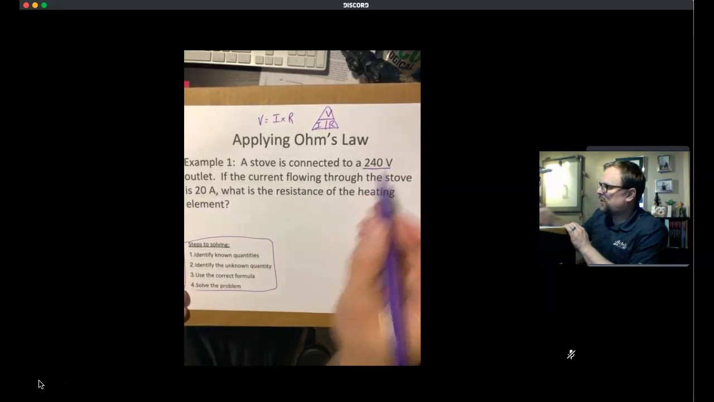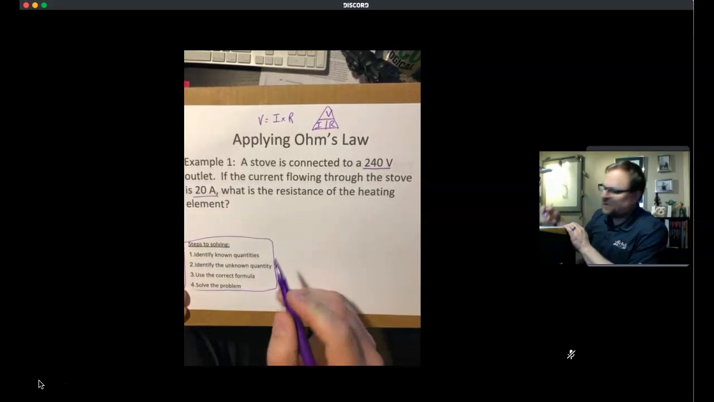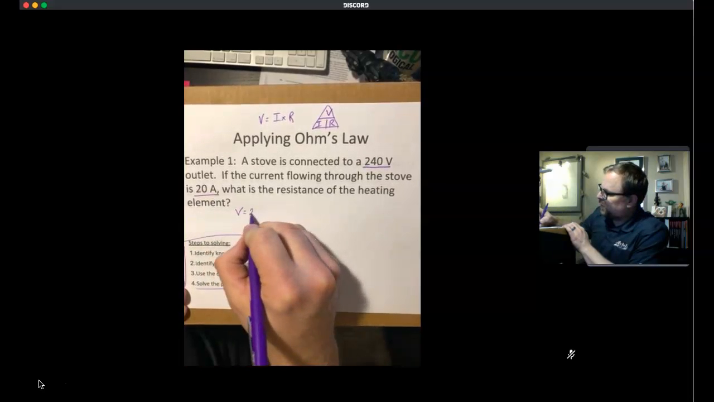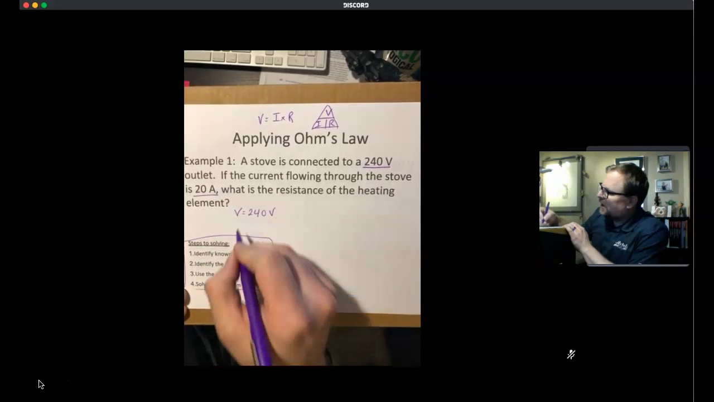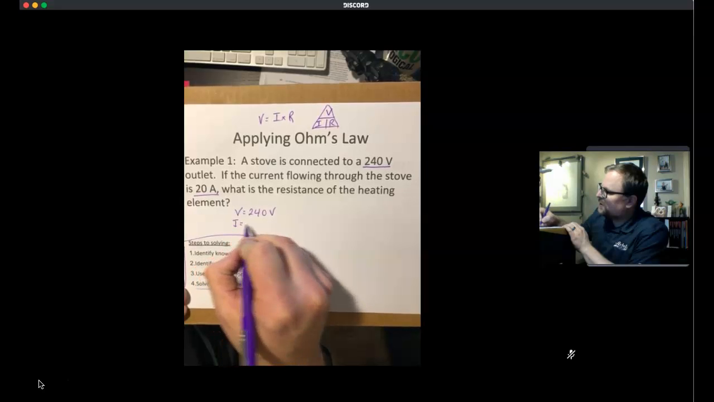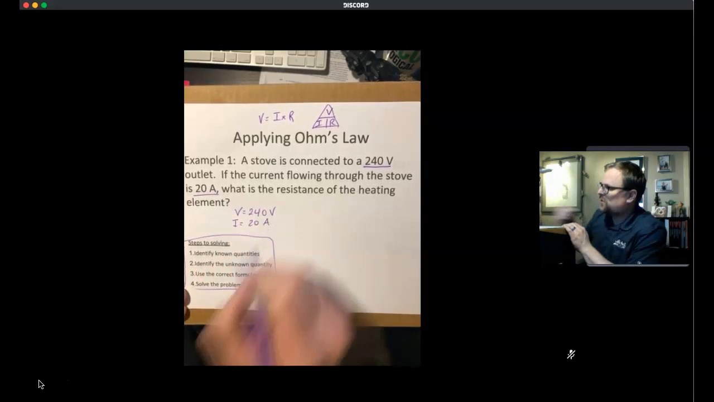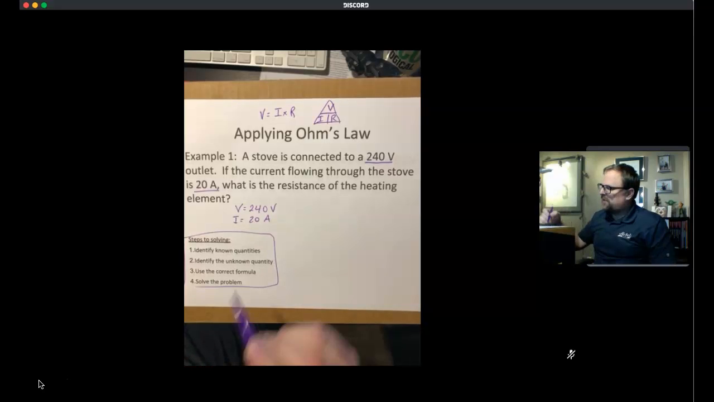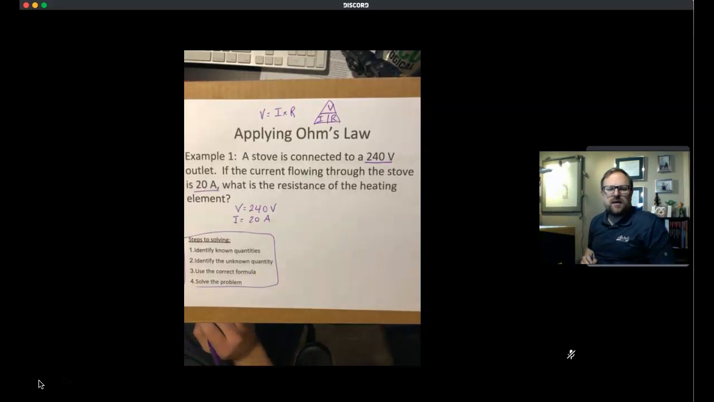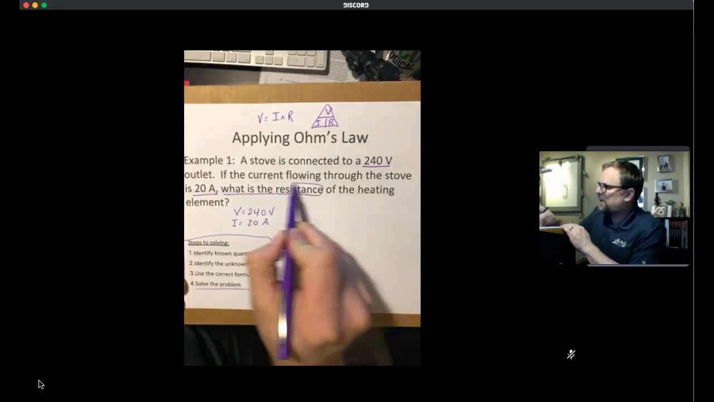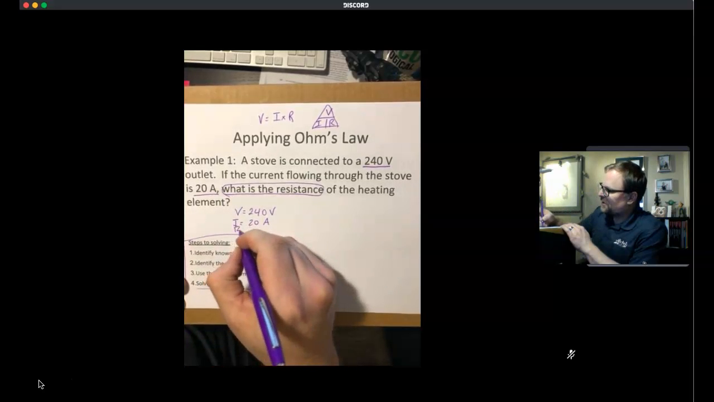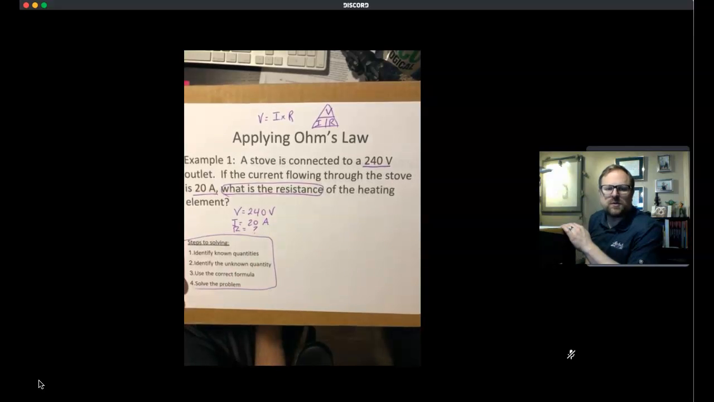Well, we're given 240 volts and 20 amps. Volts is a measurement of voltage, so I'm going to write that down. V is equal to 240 volts. And amps is a measurement of current. Current is I, so that's going to be 20 amps. And then the second part of the question says identify the unknown quantity. Okay? That is the thing that we're trying to figure out. Well, it says right here, what is the resistance? So resistance is R, and that's what we're trying to sort out. Okay, hope you're following so far.